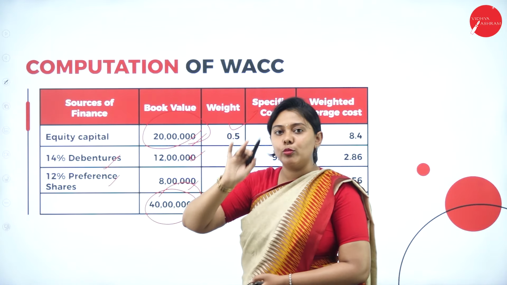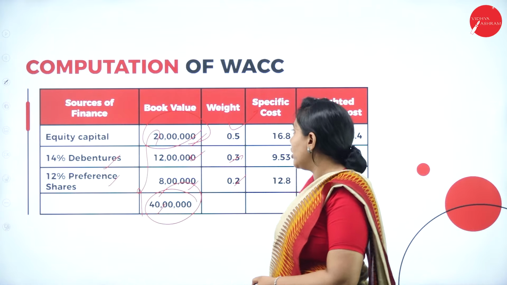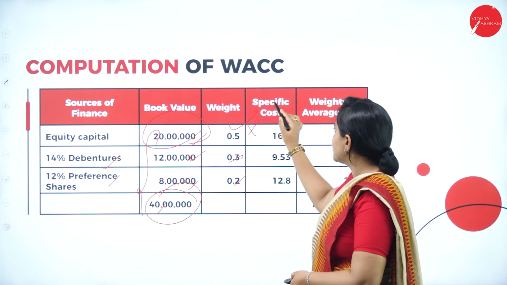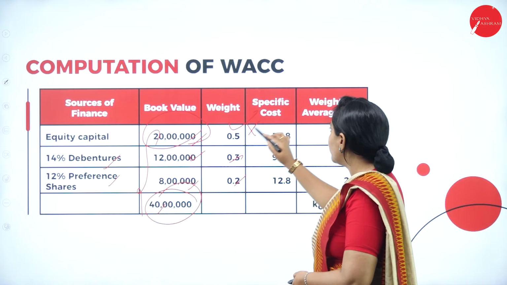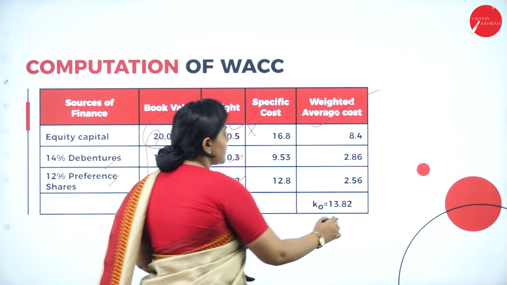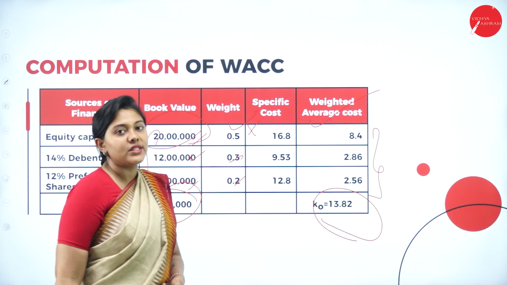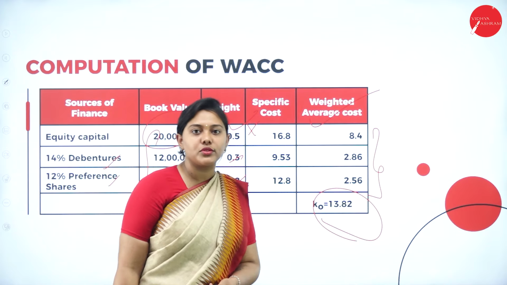Weight: if you divide the book value of the individual by the total value, you will get your weight. Specific cost as we have calculated. If you multiply that, we will get your weighted average cost. The summation of this will be 13.82%. That is your overall cost of capital.